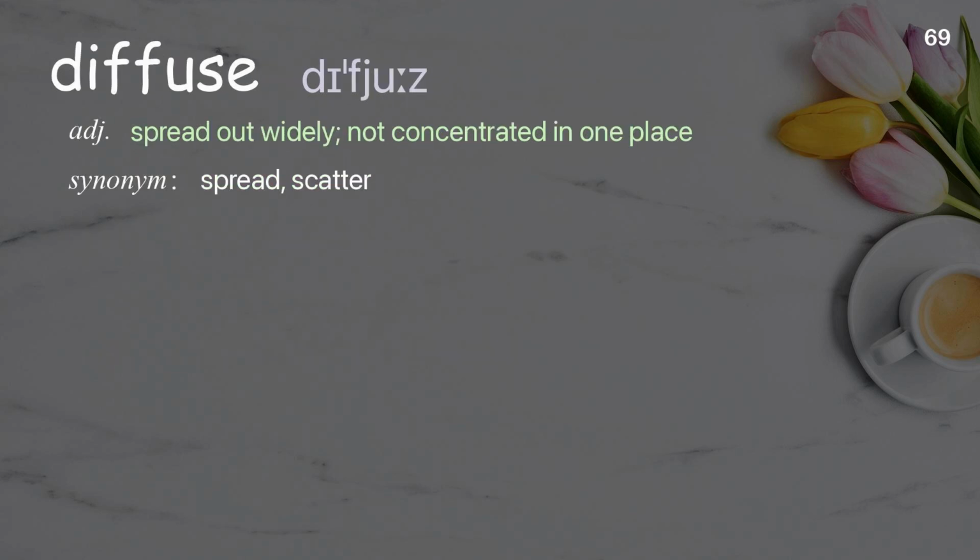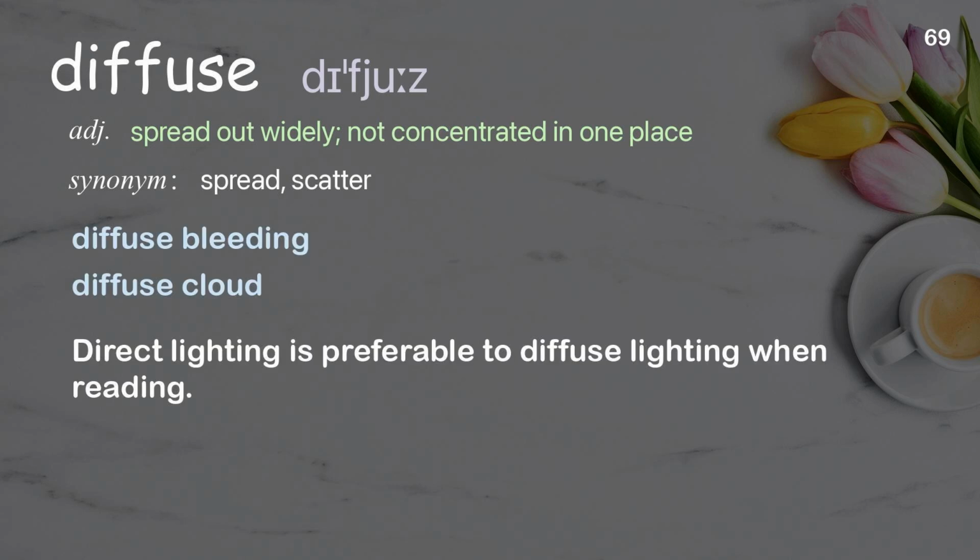Diffuse. Spread out widely, not concentrated in one place. Examples: diffuse bleeding, diffuse cloud. Direct lighting is preferable to diffuse lighting when reading.